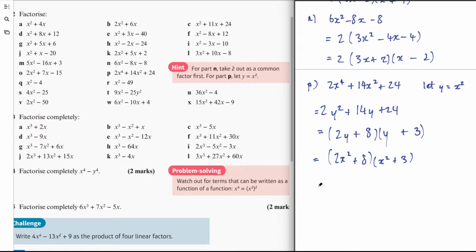Couple more. Let's do u and x as well. So 36x squared take 4.